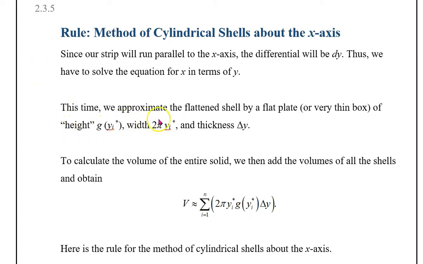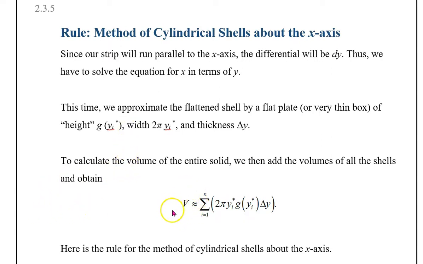This time, we approximate the flattened shell with a flat plate where the height is given by g of y and the width is given by 2 pi y. The thickness is still the differential dy. In other words, the height and the width have switched places. Or you could call it length and width. Or you can call it whatever you like as long as you get the formula correct.